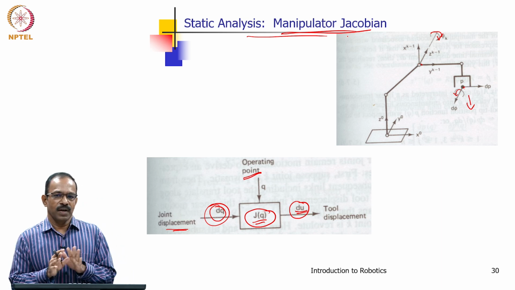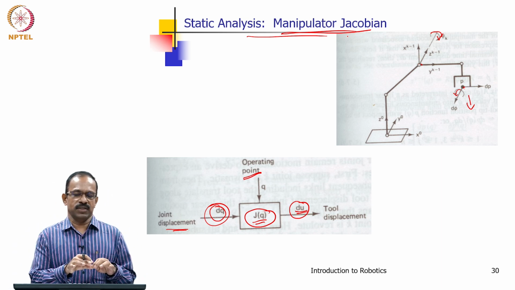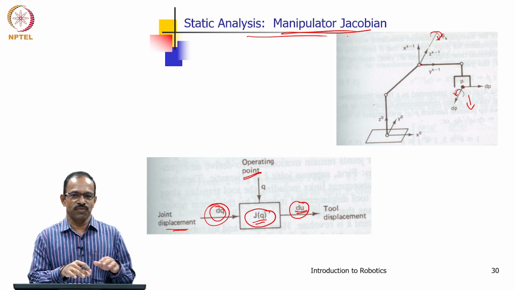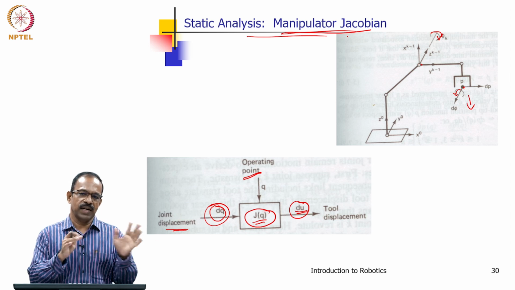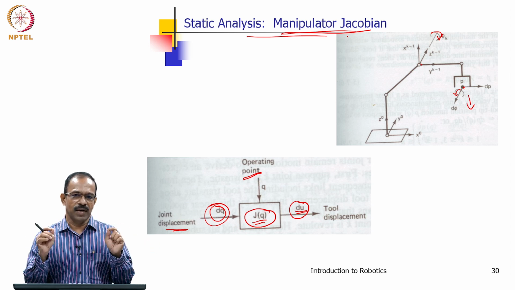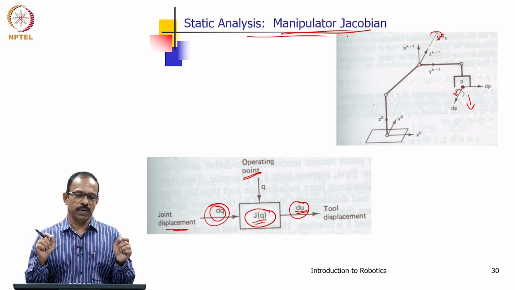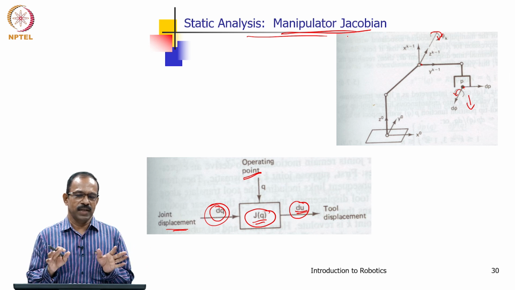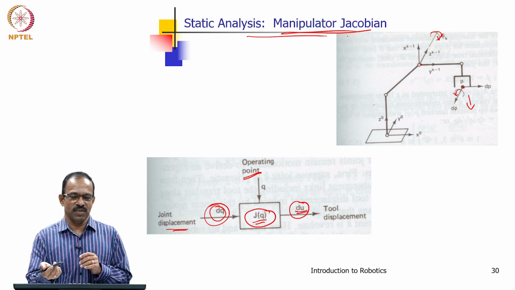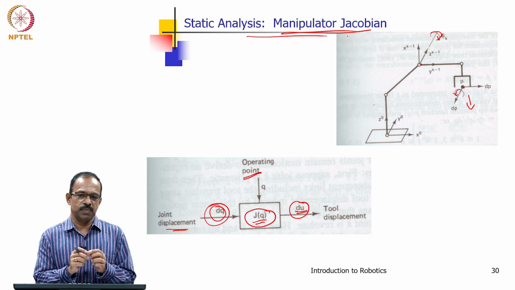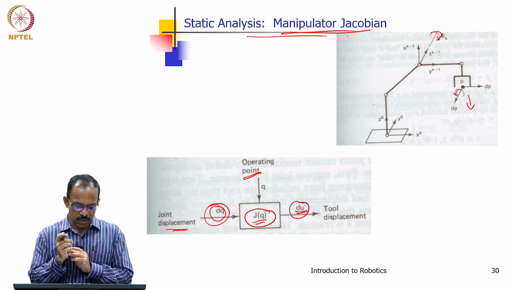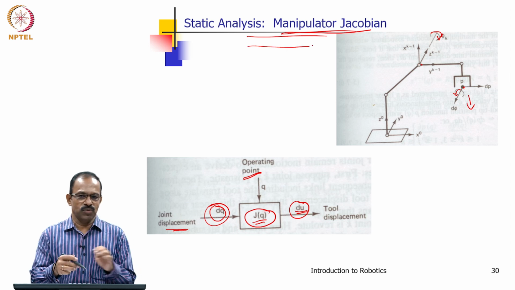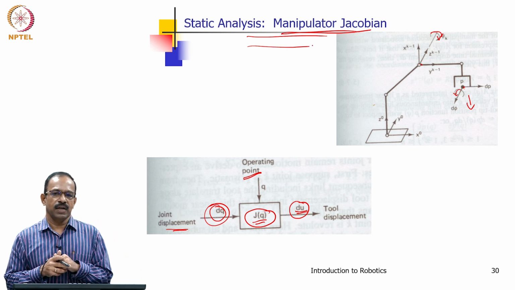Okay. So, it is only a slight difference in the way we define it, but otherwise the concept remains the same. They are the relationship between the displacement at the tool tip and the joints, but here we are considering a very minute displacement. So, instead of velocity we are saying a small displacement over a very short interval. With this definition we will now try to calculate the manipulator Jacobian.